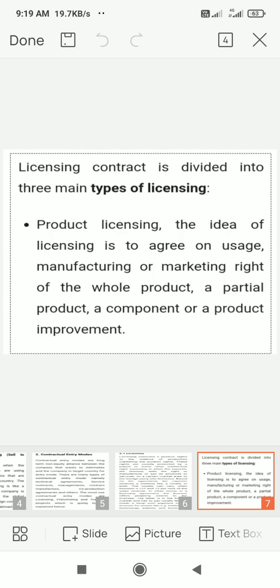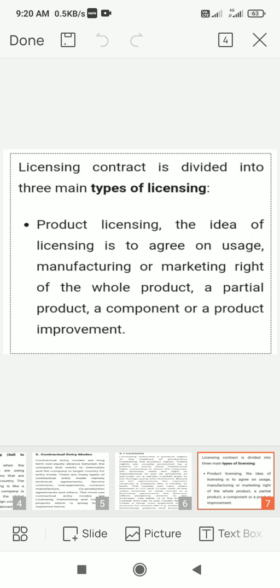Next, the licensing contract is divided into three main types of licensing. The first one is called product licensing, which means you agree to give the manufacturing and marketing rights of the whole product. You are giving a license to use and manufacture your whole products.